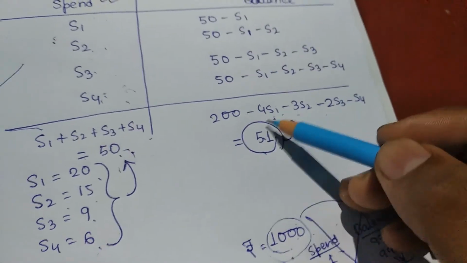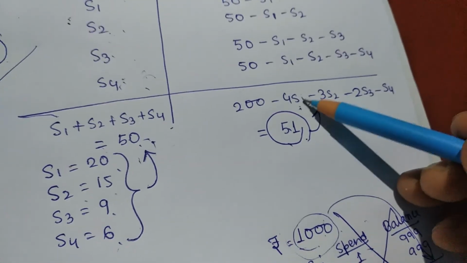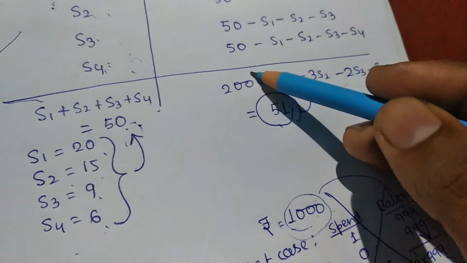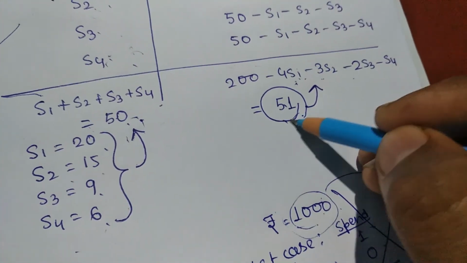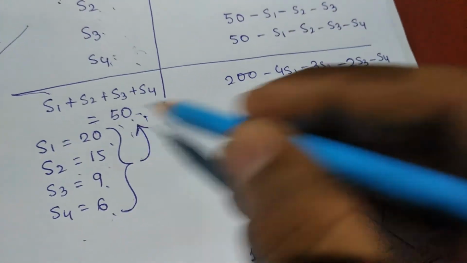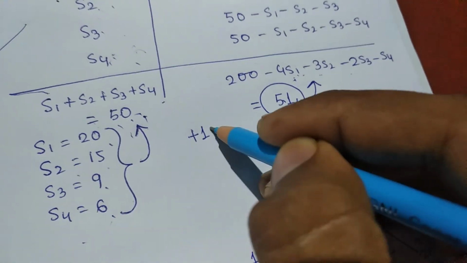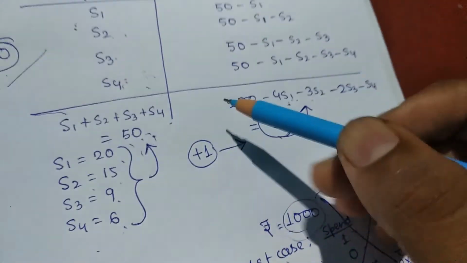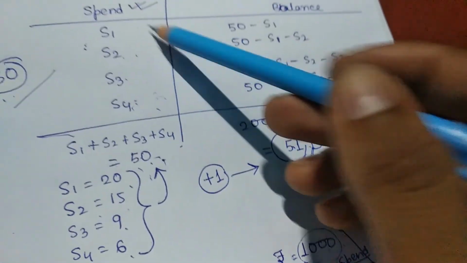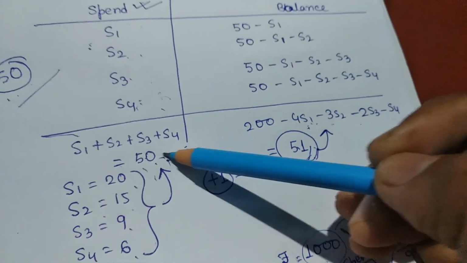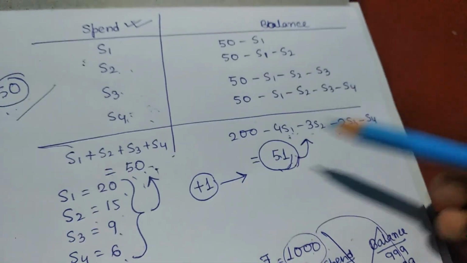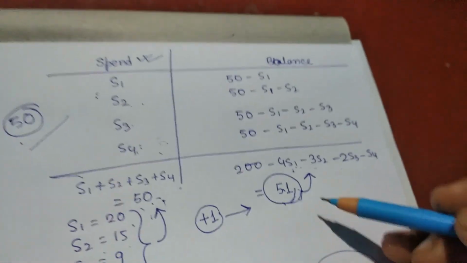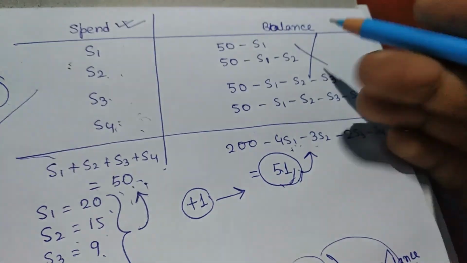This is the fallacy of the problem here. The amount is just taken from S1, S2, S3, S4, which gives 51, so only the plus one value increases here. So it seems like, where is my money? I have spent all of this, 50, but the balance has increased. That's a problem. But that's nothing to worry about, because we have nothing to do with the balance sheet.